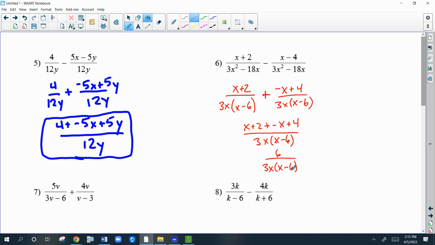So I'm done, except if you notice, the reason why it was good that I factored to begin with is that I can still reduce and cancel out these factors. On the top, we have a 6. On the bottom, we have a factor of 3. So you can divide both by 3. So my final answer would be 2 over x times x minus 6.